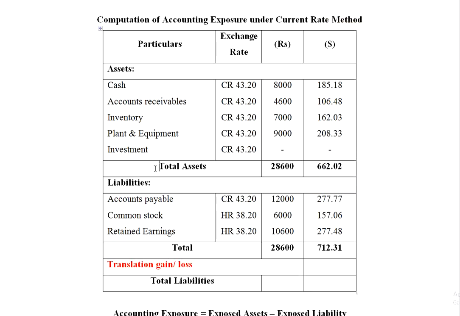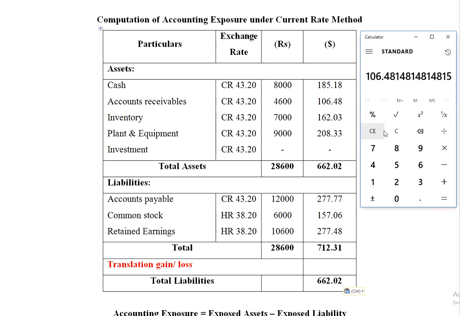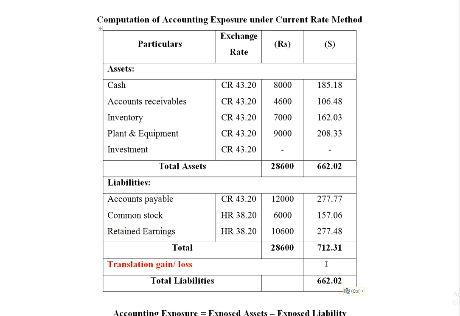So you just come out with 662.02, and since this is total assets, I'm going to write it for total liabilities. Right, so this is slightly bigger now. So what we have to do is this 712.31 minus this one 662.02, this is going to be 50.29. So this 50.29 is more in liabilities, right? So this is more in liabilities.